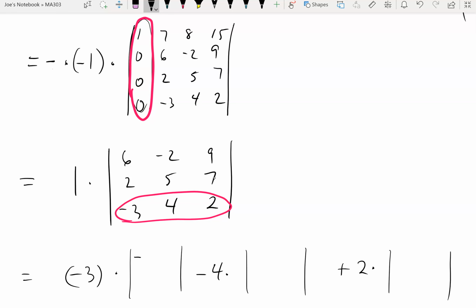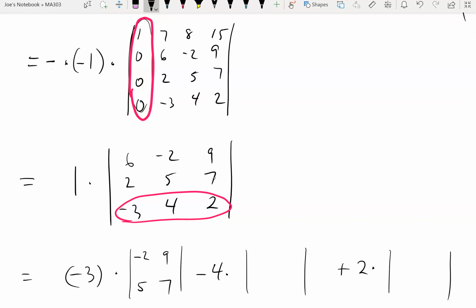Negative 2, 9, 5, 7. Okay. Everybody see why? Eliminate the row and the column. If I take out this column and that row, I'm left with that upper right-hand piece. Oops, lost my 6.